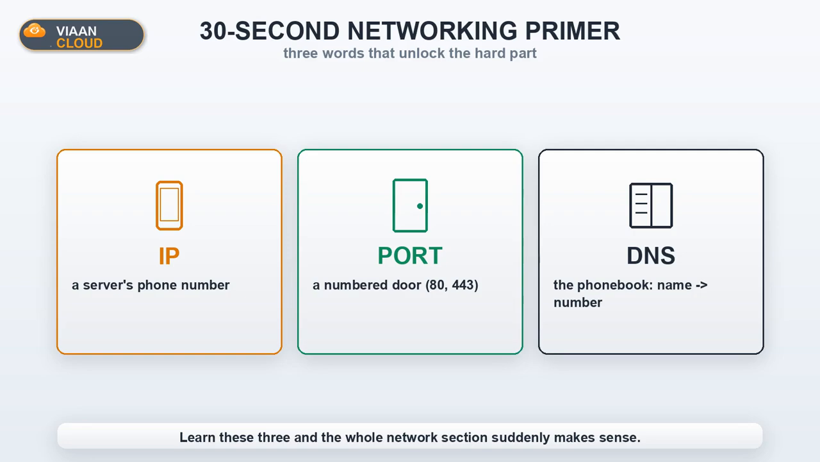And 3 quick words that unlock the hard part coming up. An IP address is a server's phone number. A port is a numbered door on it, 80 for the web, 443 for the secure web. And DNS is the internet's phone book.